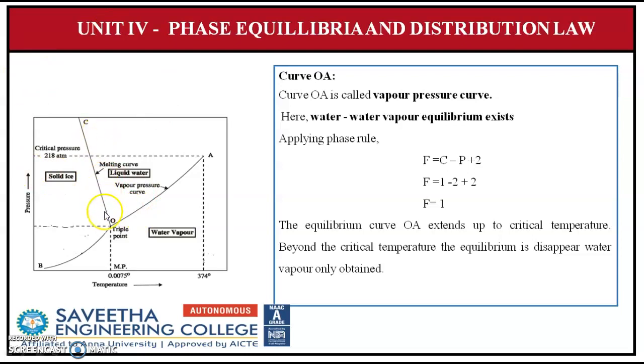First we will take curve OA. This is called the vapor pressure curve. Here equilibrium exists between liquid water and water vapor. So by applying the phase rule, F is equal to C minus P plus 2. Here it is a one component system and we can see two different phases: one is the liquid phase and the other one is the vapor phase. So F is equal to 1, so it is a univariant system.